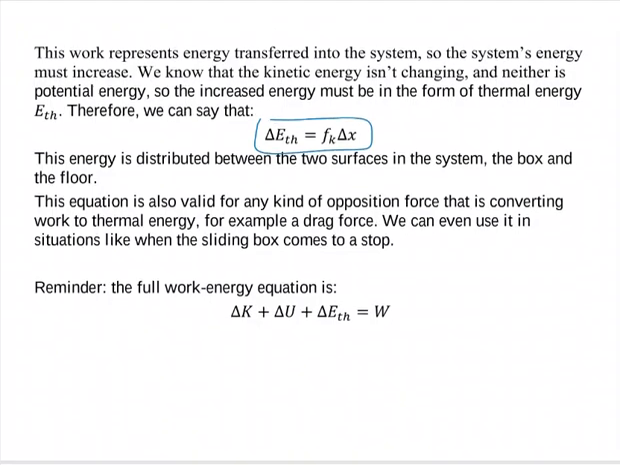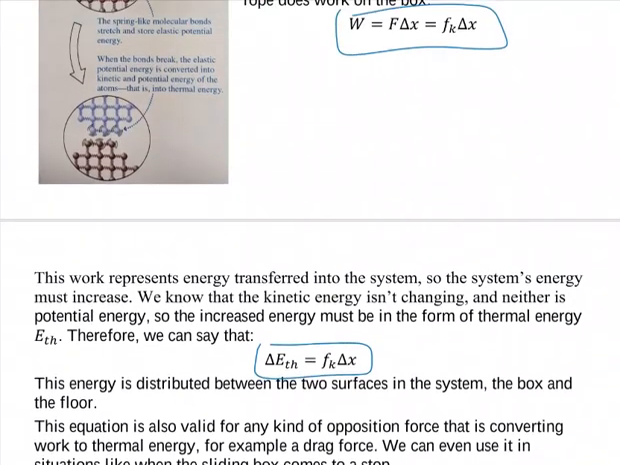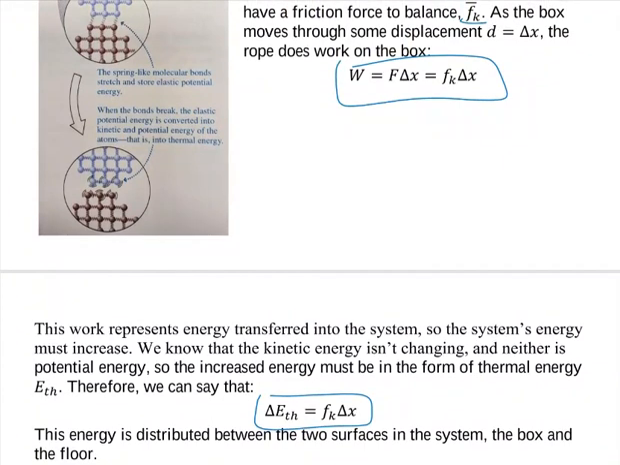So let me just go back real quick. Let me see if I can put both of these on the same screen. Yep, there we go. So the work represents the energy transferred into the system. That's this statement right here. So the system's energy must increase because we're doing work, right? We know the kinetic energy isn't changing because we're not speeding up or slowing down. Neither is the potential energy because we're not going up or down. So then something must be happening here, and the thing that's happening is this guy.